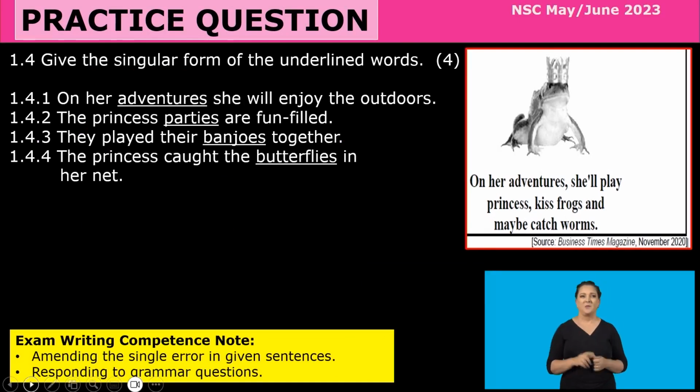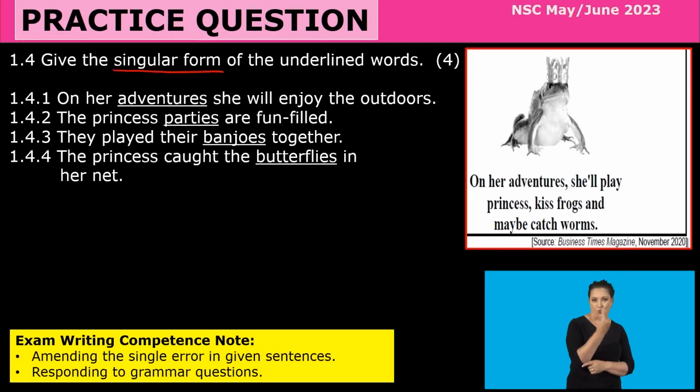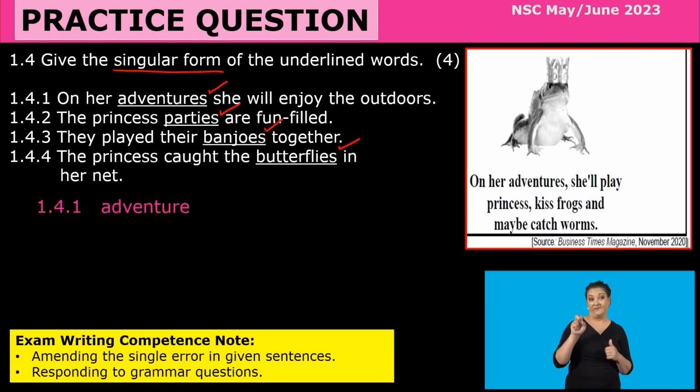1.4, give the singular form of the underlined words. Now you know singular form, it's when it's one. Plural, it's when it's more than one. So in this case, they're telling you in the question, look at the underlined words only. So we're not looking for the other words, all right? We look at the underlined words in the sentence. In this case, it's adventures, parties, banjos, butterflies, all right? How do we know this is the plural form? Can you see the S at the end? So it shows you it's more than one. So what are you going to do? You must make it one only. So in our response, we see adventures become adventure, all right?